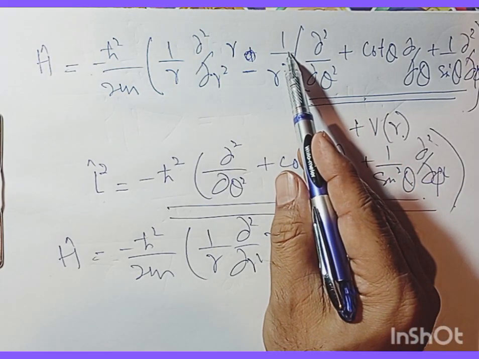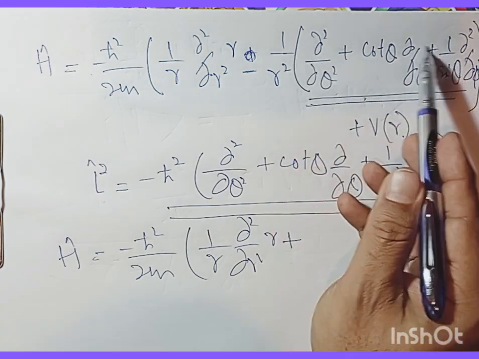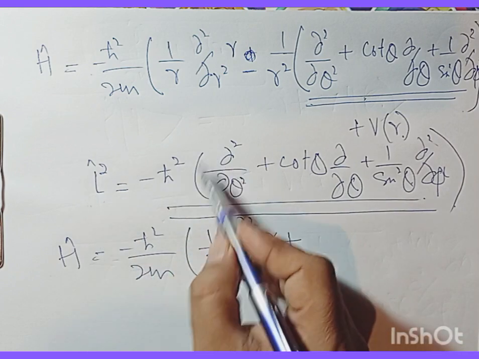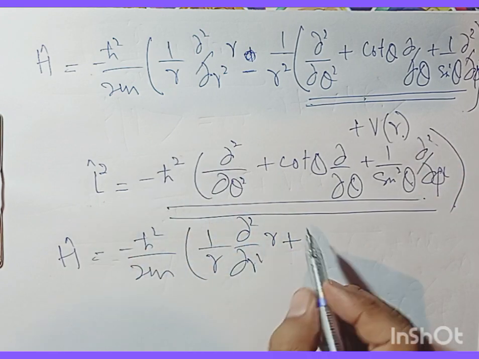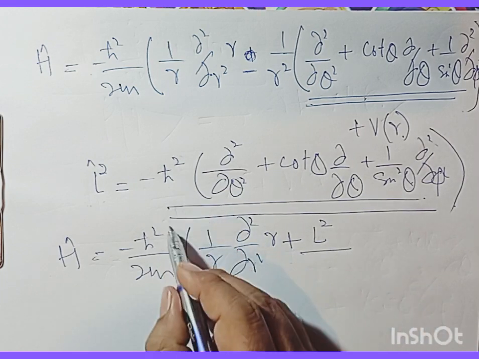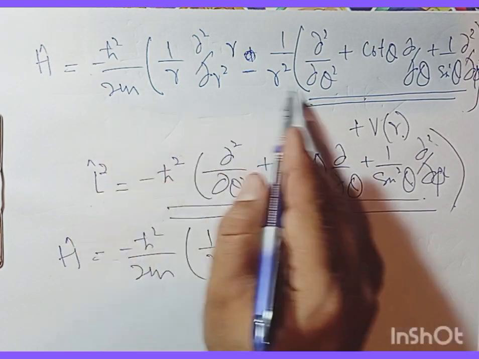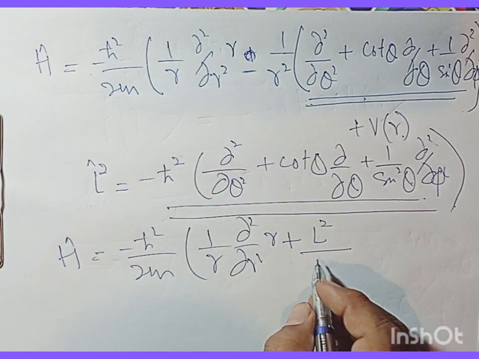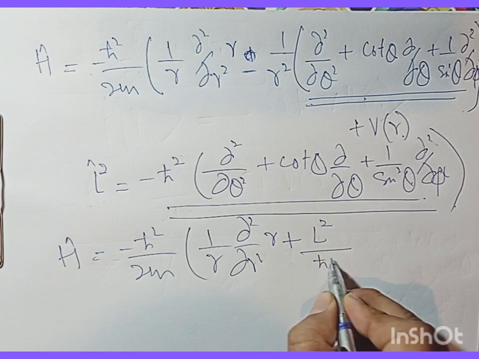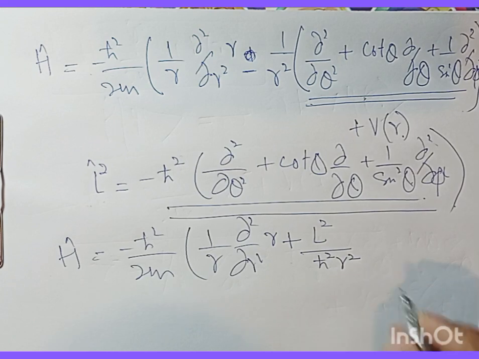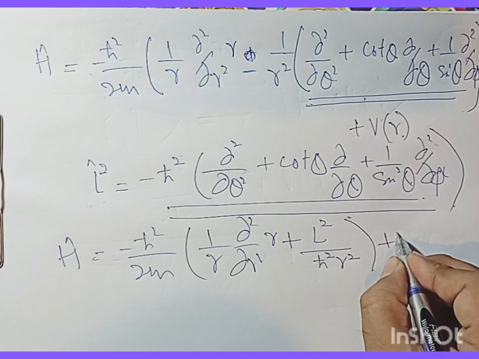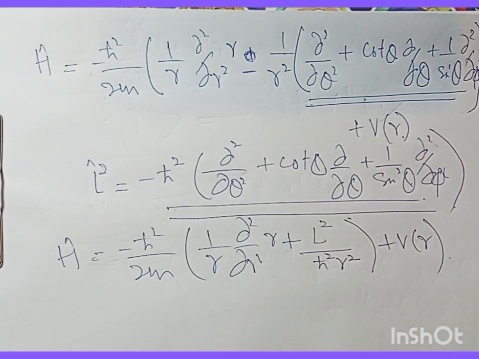What we have here is this whole thing is L square. If I take only this much, this h cross square will be divided here, so what I'll have is L square, with h cross square going down. This 2 will be multiplied to this. I'll keep it inside the bracket, so this will be h cross square r square, and then I'll close it. Then I'll write V of r. That should be the case.